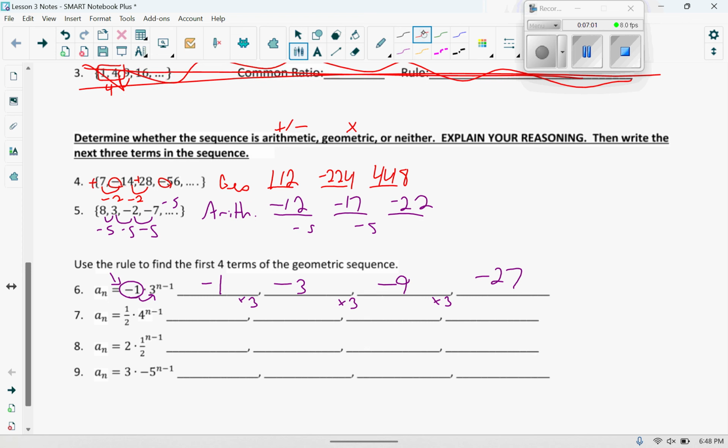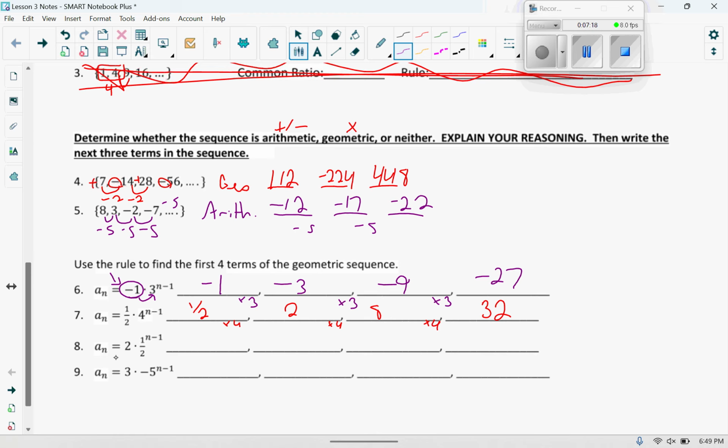Okay, so let's do the next one. So 1/2 is our first term. So 1/2 times 4 is going to be 2, and then times 4 is going to be 8, and then times 4 is going to be 32.